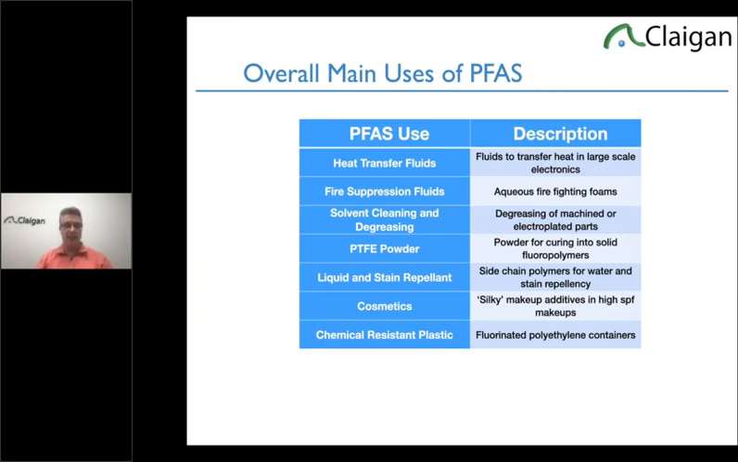Liquid and stain repellent. Fluoropolymers are by far the best water and stain repellent material. So fabrics, but also other fibers, etc. And I'll show the side chain PFAS polymers, which is a very different family. What's on your Teflon pan and what's on your water repellent coat are not the same. They're both PFASs, but they're not the same.